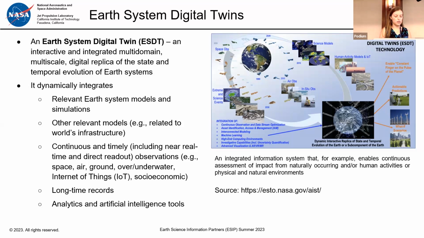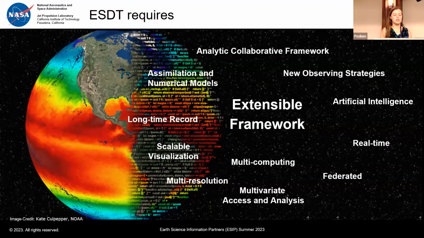We are building our Earth system digital twin to be professional open source. This is a visualization of some factors that go into our digital twin framework, such as simulation and numerical models, AI, real-time, scalable visualization, and multi-computing. Some tools we are using to develop our framework are Apache SDAP and the open source OnEarth software, which is used by NASA Gibs and Worldview.